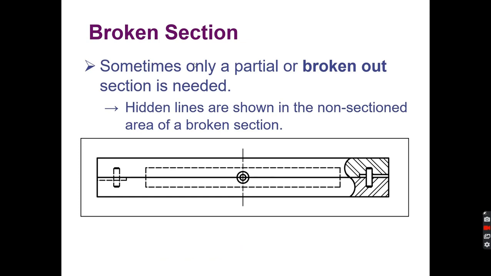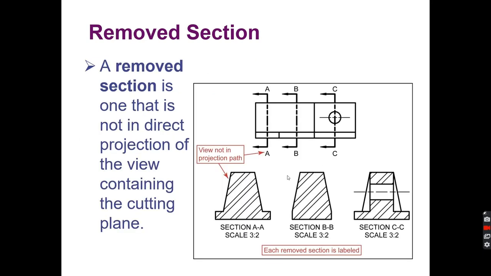A broken section. Sometimes only a partial or broken out section is needed. Hidden lines are showing in the non-sectioned area of the broken section. Usually we put a break line similar to what we did on our thread that we drew, and then we show inside of it. Notice there's no cutting plane line, and this is not a section view, so we do show the hidden lines.